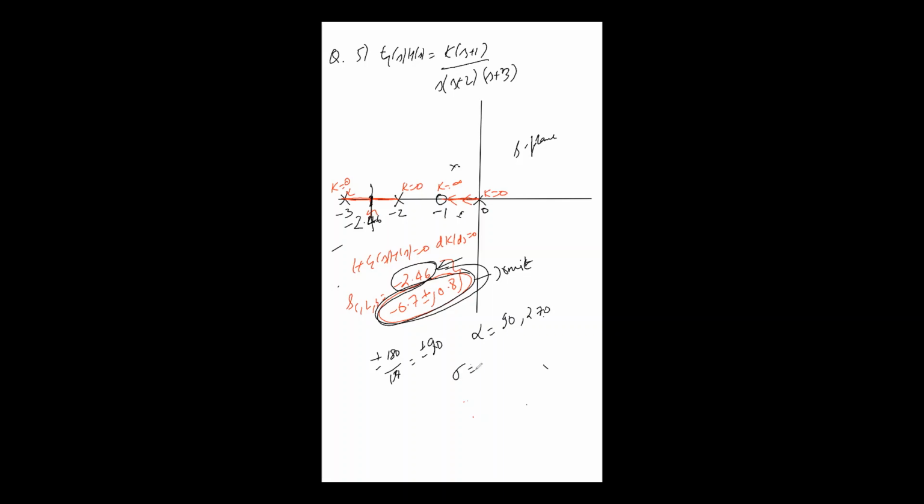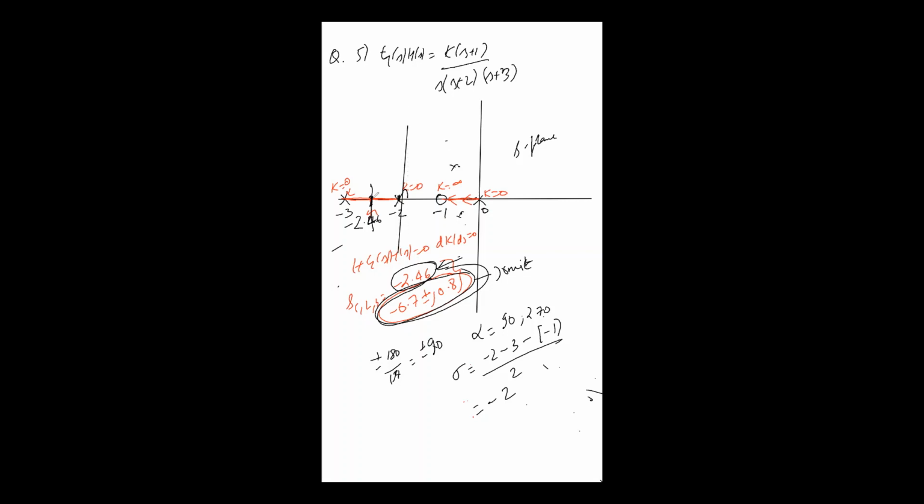And now we want to calculate the centroid. So centroid will be the summation of real part of poles, minus 2 minus 3, minus summation of real part of zeros, minus 1, divided by p minus z. The total number of poles here are 3, total number of zeros are 1, so p minus z will be 2. If you calculate this, it will come out to be minus 2. So this is my centroid, and this is how my asymptote will look.